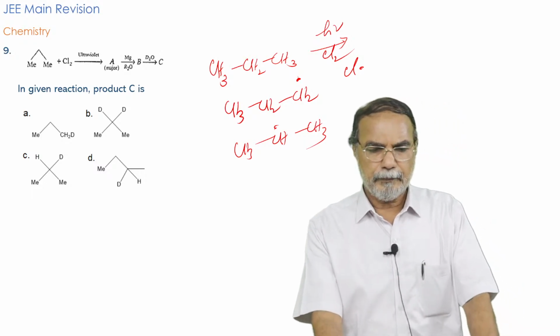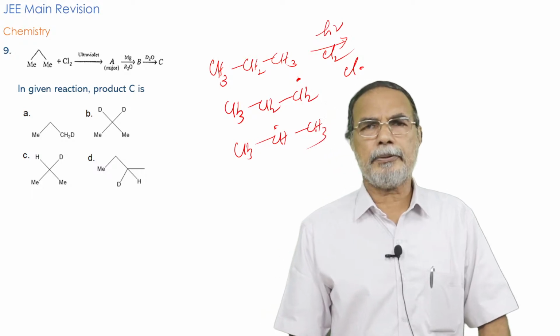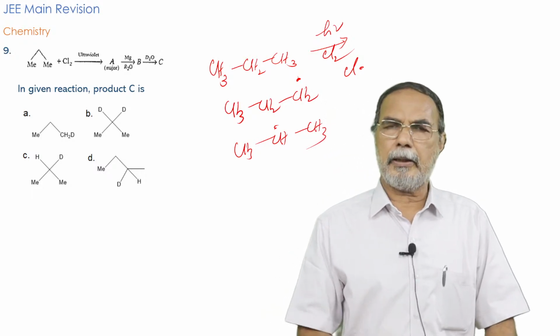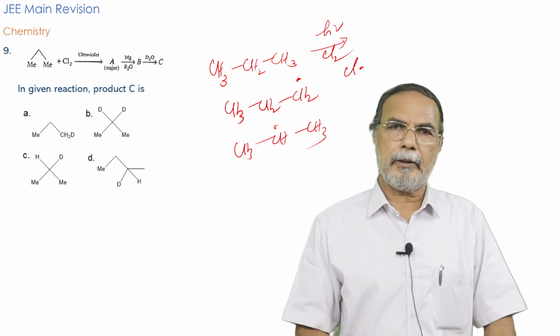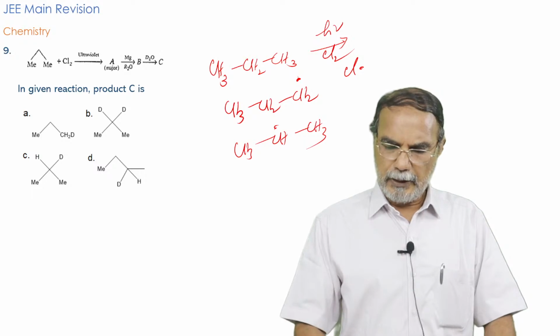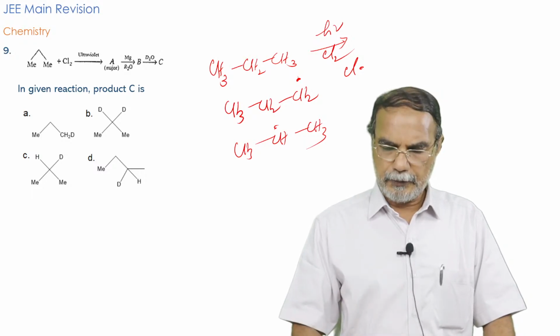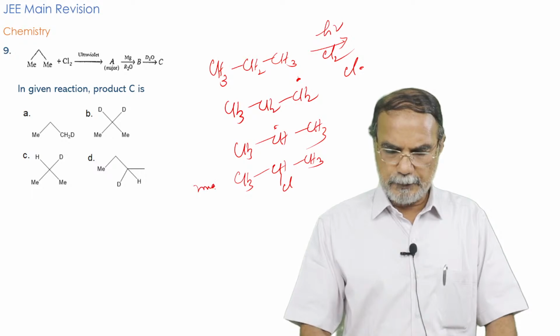Okay. So what is the major one? The major one will correspond to the most stable free radical. And the more stable free radical is the secondary free radical. And this is the secondary free radical, the isopropyl free radical. So the product is CH3CHClCH3. So that is the major product.